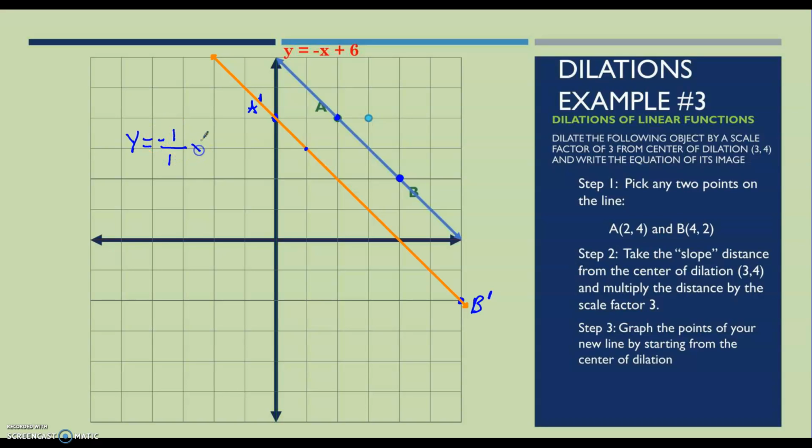Down 1, right 1. And then my y-intercept is going to be 4. So if you want to simplify this, this is going to be negative x plus 4. So this would be the equation of my image. All right.